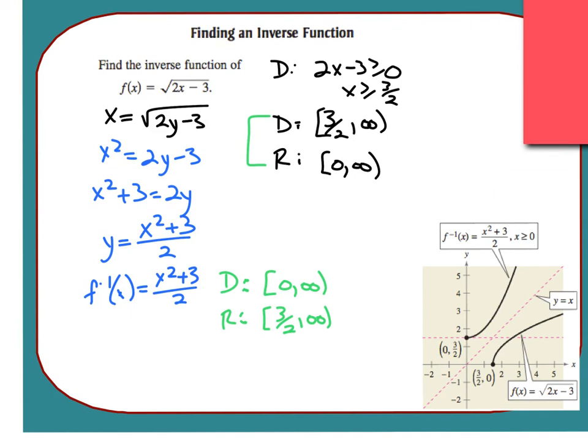Graphically, it would look like this. You guys totally did it perfect. I got my square root function just like that. It goes from 3 halves to infinity. My range was 0 to infinity. What happened? Now my range is 3 halves to infinity, and my domain is 0 to infinity. Pretty cool? All right.